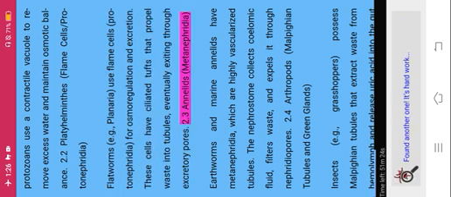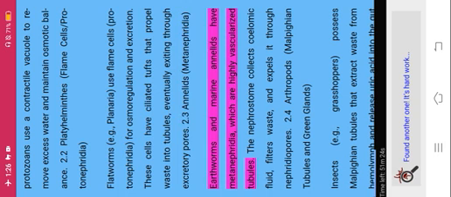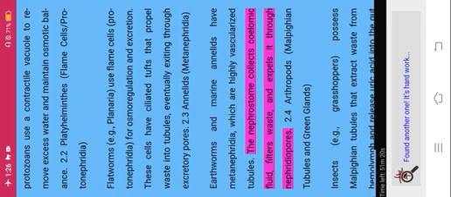2.3 Annelids. Metanephridia. Earthworms and marine annelids have metanephridia, which are highly vascularized tubules. The nephrostome collects coelomic fluid, filters waste, and expels it through nephridia pores.